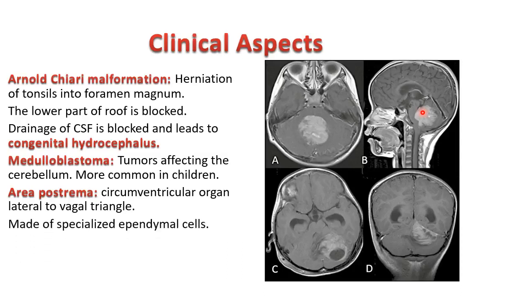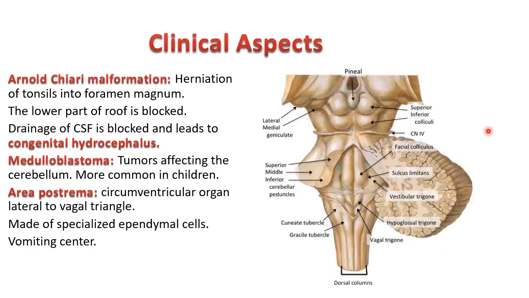So the area postrema is mainly made up of specialized ependymal cells. It is also your vomiting center. I have already shown this in the floor of the fourth ventricle, the area postrema. It mainly consists of specialized neuroglial cells, and it is also called a circumventricular organ, meaning situated around the ventricles. Here we have seen the area postrema, the circumventricular organ situated around the fourth ventricle, and it is the only paired circumventricular organ.